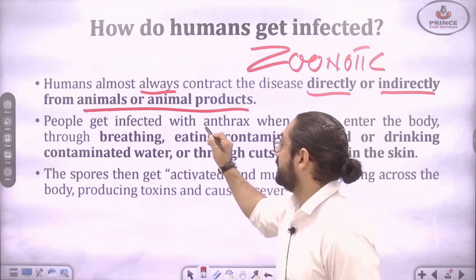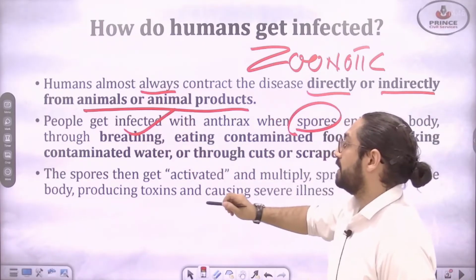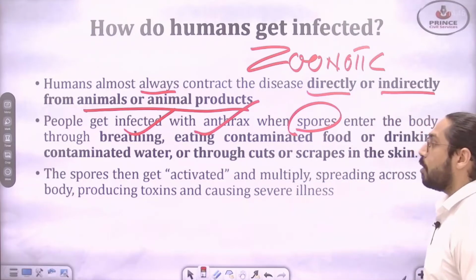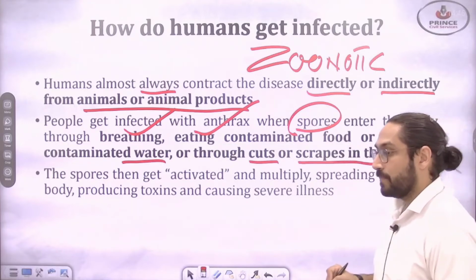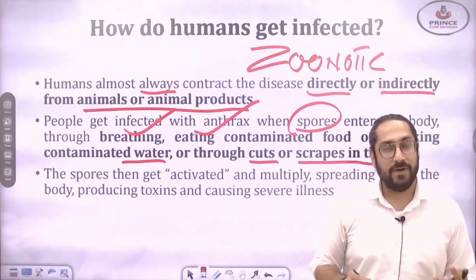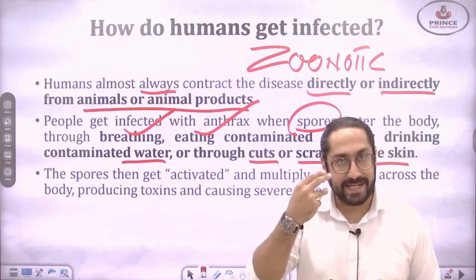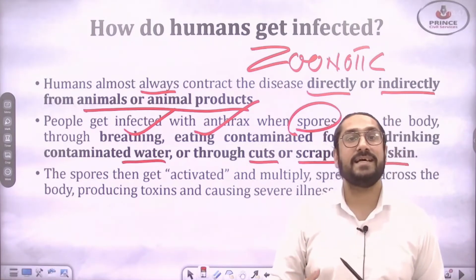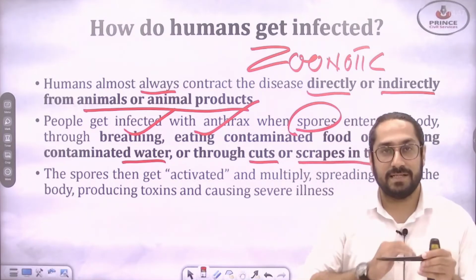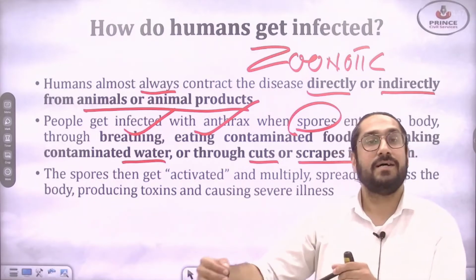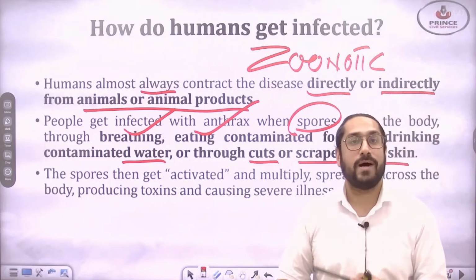Now people get infected with anthrax when spores enter the body through breathing. This is important. Through eating contaminated food or drinking contaminated water, or through cuts or scrapes in the skin. So there are basically three modes of how humans get infected. Simply when breathing the spore, that is inhalation. Next is eating contaminated food or drinking water. And third is through the skin: there is a cut and you came in contact with the soil which is infected, or the animal carcass which is contaminated with the anthrax. So you are going to get that.